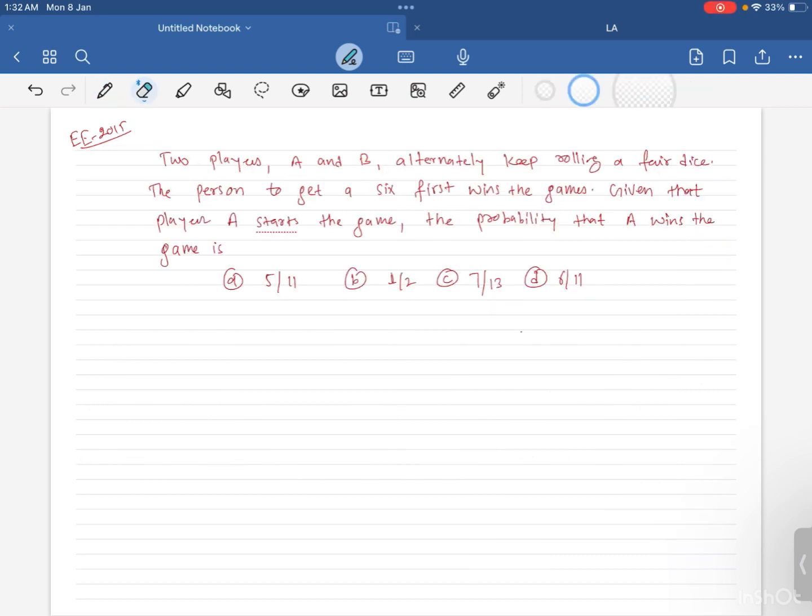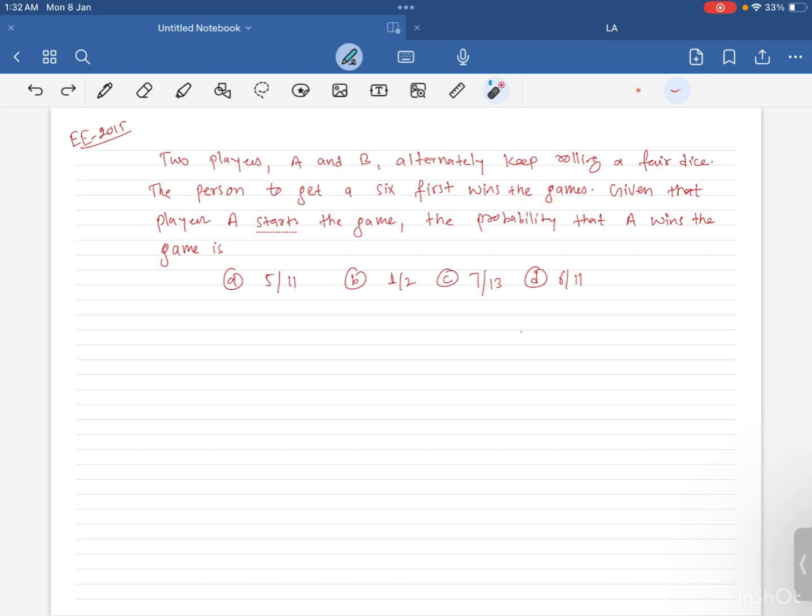Okay, so let's look at this question. This question is from EE 2015. Two players A and B alternately keep rolling a fair dice. The person to get a six first wins the game.